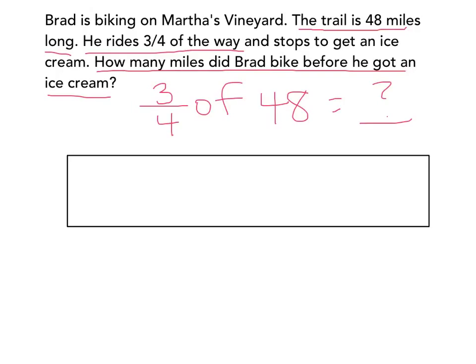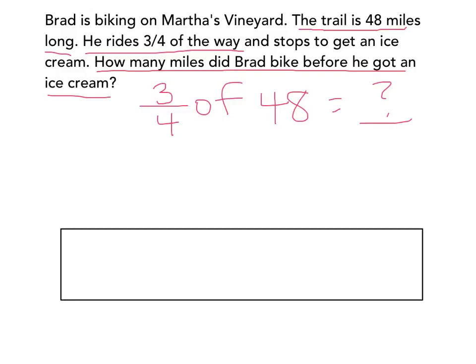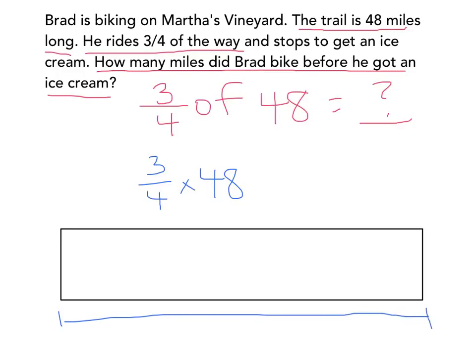So one way that I might think about solving this problem is that 3/4 of 48, another way of representing that, is by simply using multiplication. This really is 3/4 times 48. So I can use a fraction bar to help me in solving this problem. I can imagine that this entire fraction bar is equal to the entire length of the trail. So the whole fraction bar might be 48 miles long.